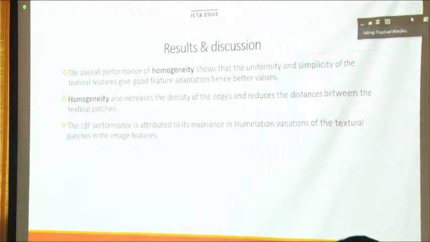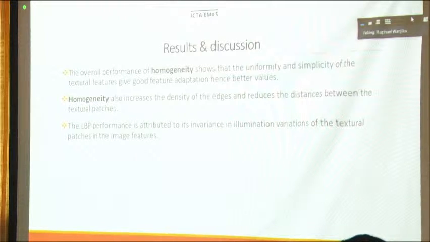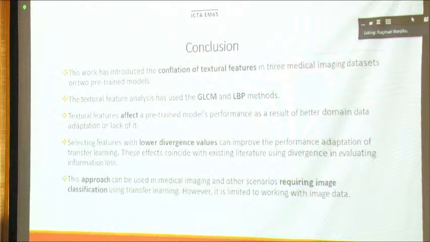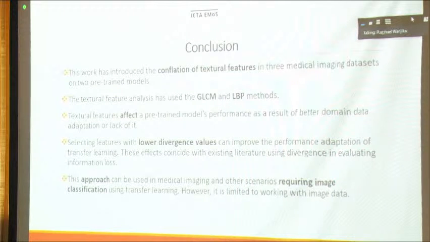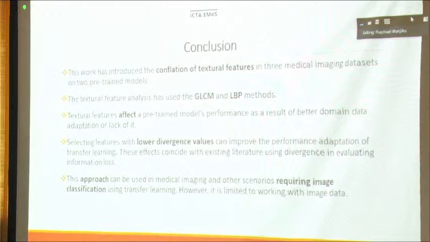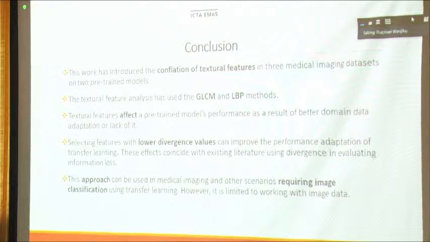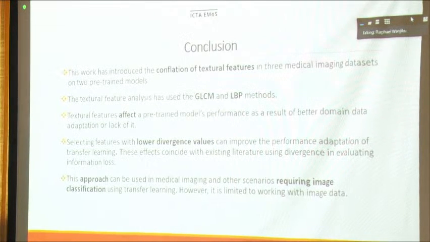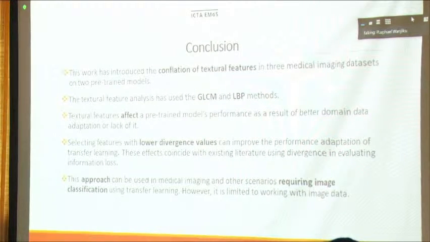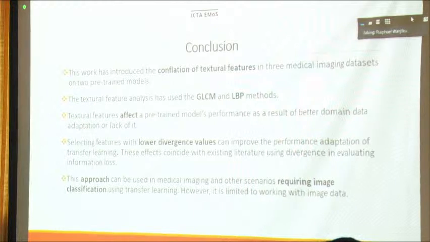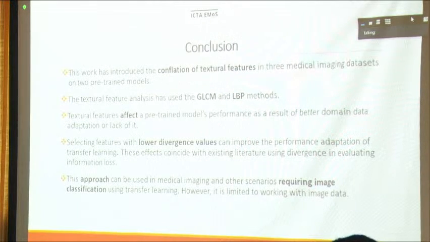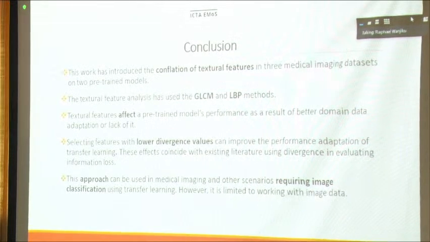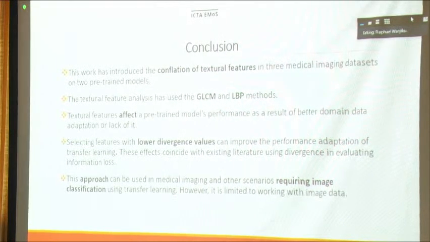So in conclusion, we can see that if we can compute features using textural properties, we can bring better adaptation of images within the target task using the source task of the pre-trained models. We have used GLCM, LBP and textural features, they do affect it, and lower divergence values can improve this performance adaptation, which of course coincides with the literature using divergence in evaluating information loss.